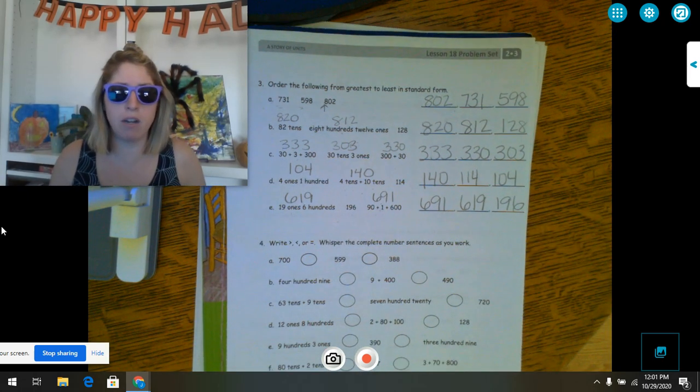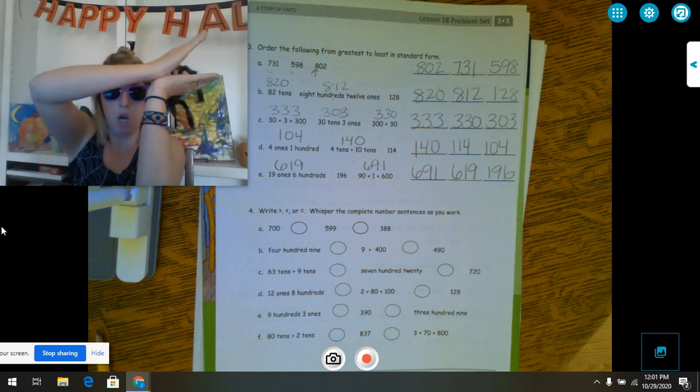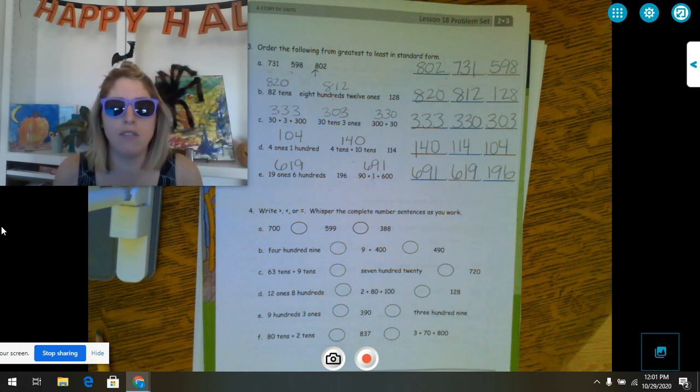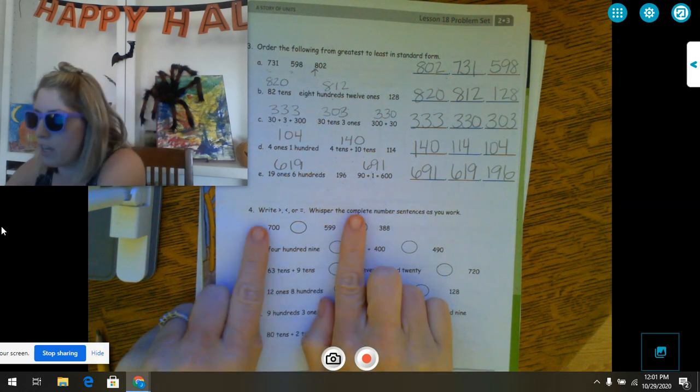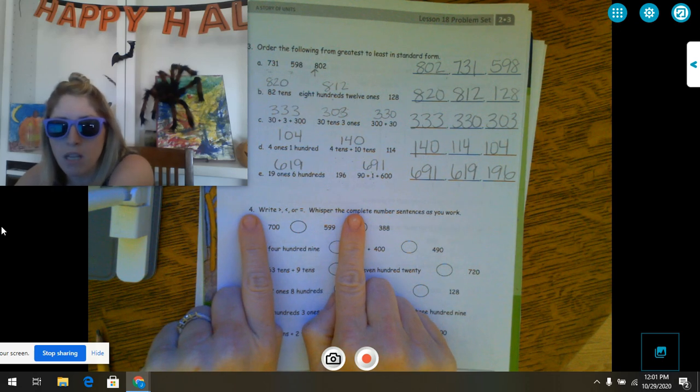All right, in the last part here of our problem set, we're going to be writing greater than, less than, or equal to. So let's figure out where these signs should go. This is the first time you've seen 3 in a row like this. So we just kind of look at each chunk at a time. We're going to look at just these two numbers first to figure out what goes in the middle of them.